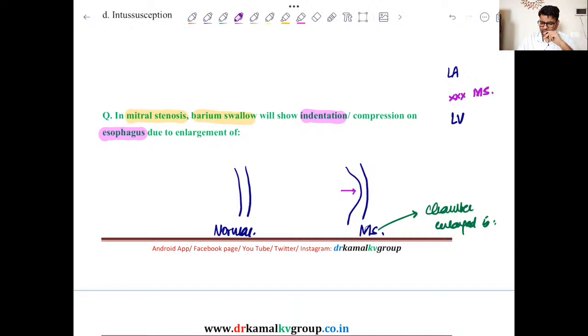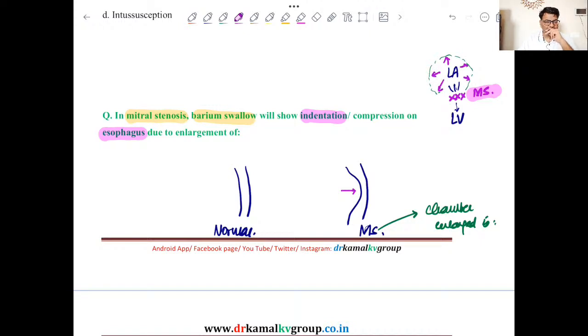So it means very little blood is going to the left ventricle. So what will happen? There will be enlargement of the left atrium, right? You can just consider the pathology, and you can say that there is enlargement of the left atrium.